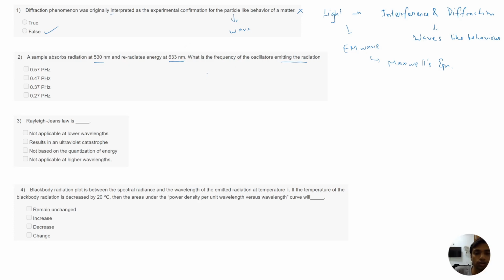So the frequency at which it will re-radiate is nu equal to c by lambda, and c is 3 into 10 to the power 8 meter per second, and lambda is 633 nanometer, which means 633 into 10 to the power minus 9 meter. And if you calculate that, it turns out to be 0.47 petahertz, or 0.47 into 10 to the power 15 hertz.